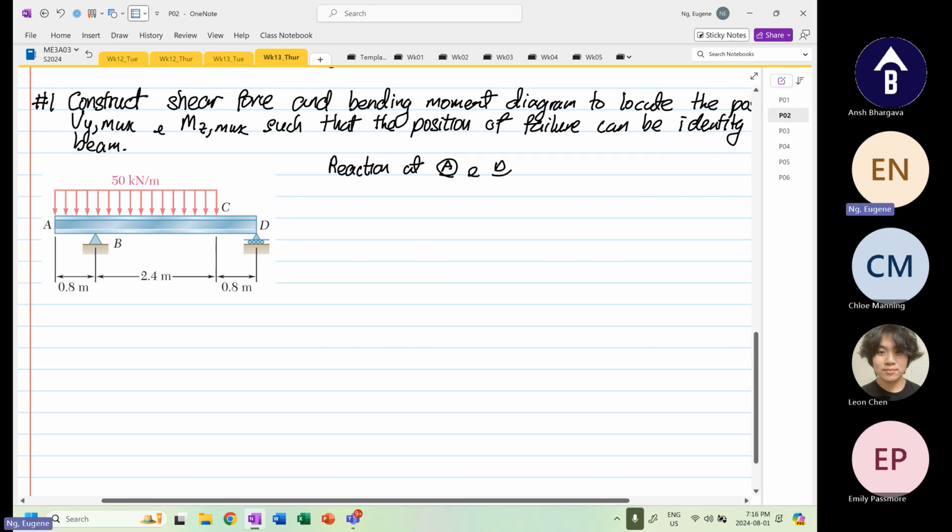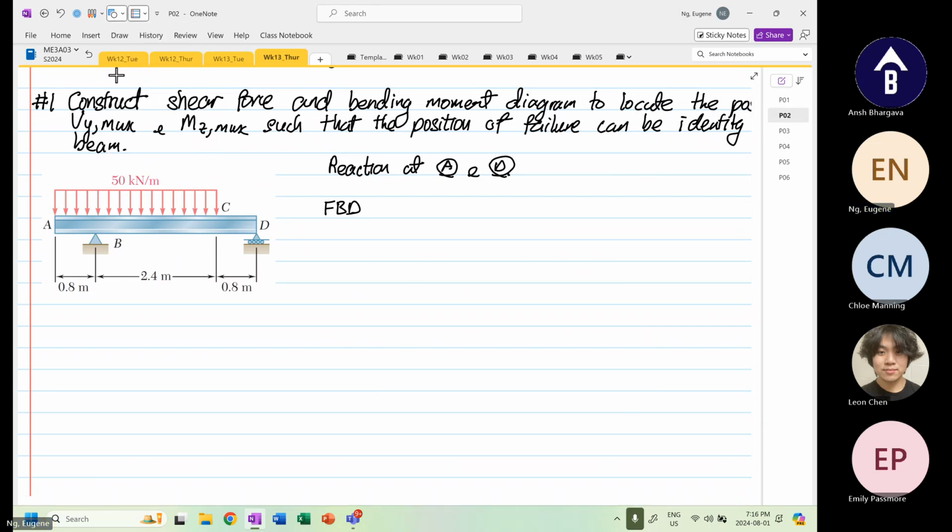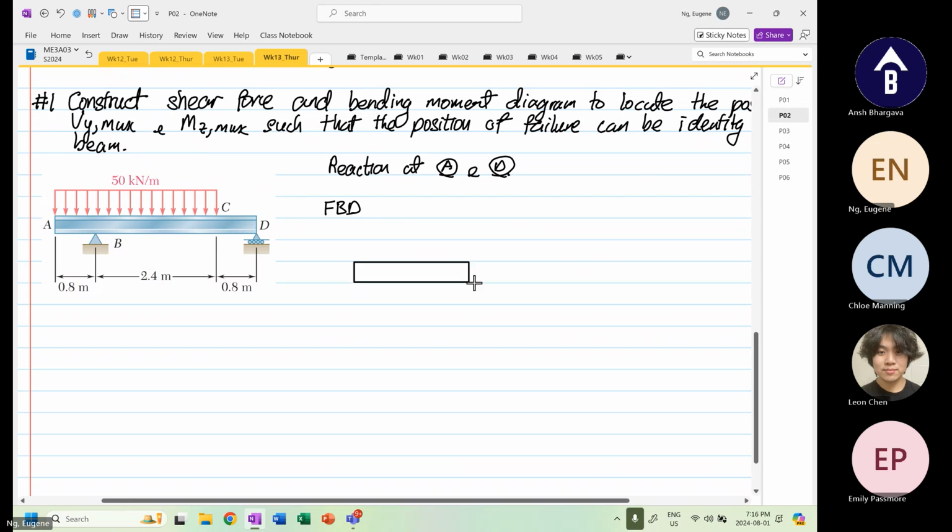And point D first. Okay. So we're going to draw our free body diagram. Okay. So based on our free body diagram, we have a By over here. And we have our Dy. And then we have our point A over here.